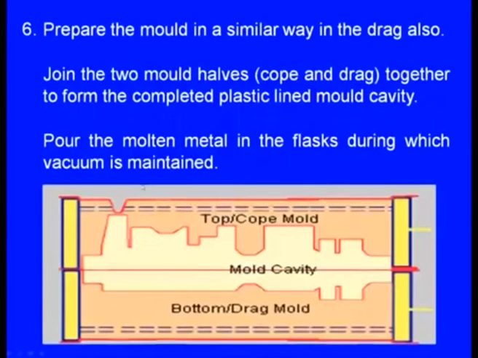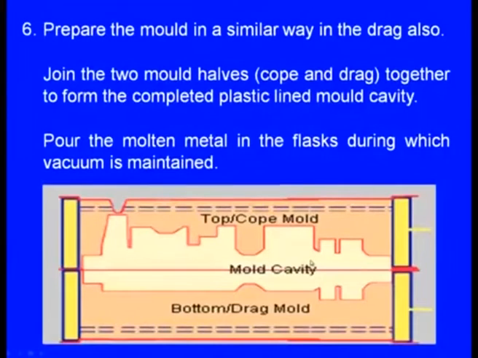Now, we have to pour the molten metal. Here we have to pour the molten metal. During pouring of the molten metal, this polymer film will be burnt, but the molten metal is straight away going. There is no gap between the molding sand and the molten metal. That is why the vacuum will be intact. So, the vacuum will be there and the molten metal will be filling the cavity.